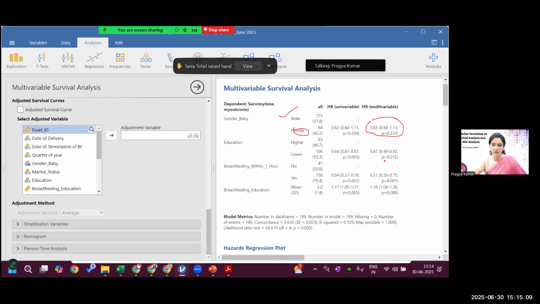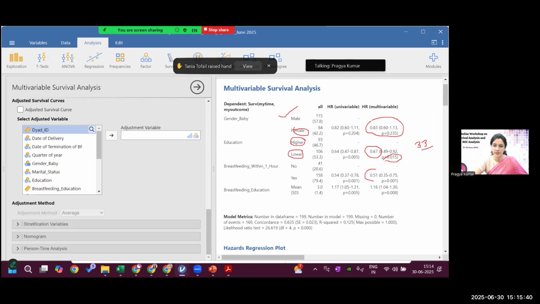If you see the education, it is significant. And if its value is 0.67, how will you interpret? Hazard ratio minus 1. So 1 minus 0.67, that means it will be 33%. Since the sign is negative, or if it is less than 1, we can say that the women who have lower education have 33% less hazard of experiencing the event as compared to the women who have higher education.